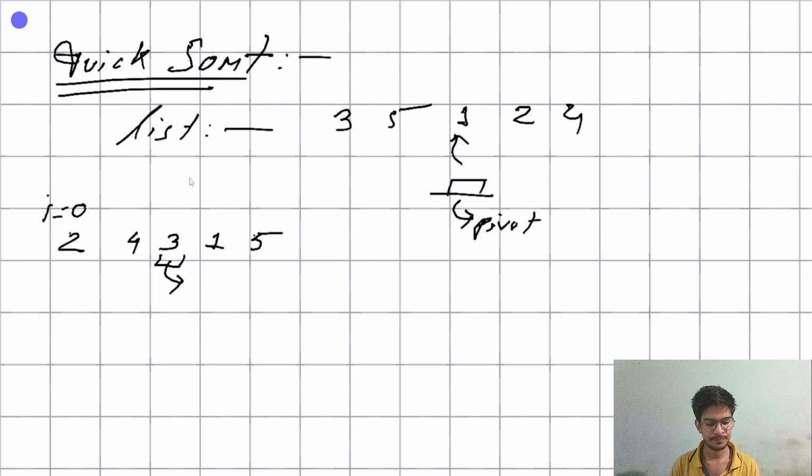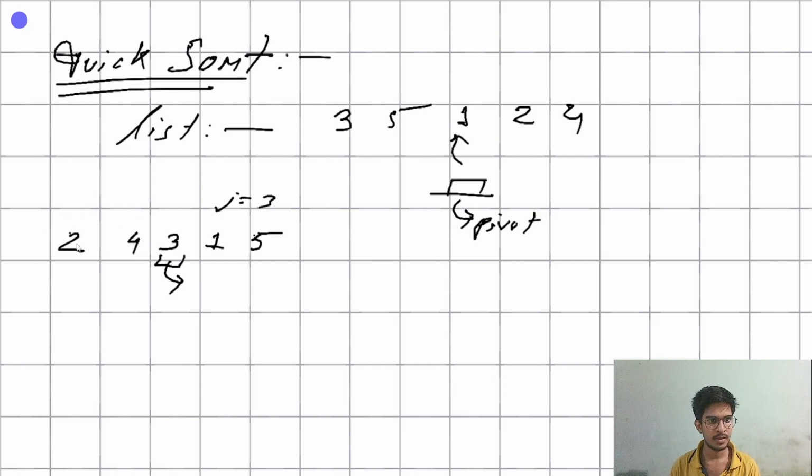Now j equal to 3. And it'll say, is it okay? It is okay. So now it will be swapped. And then I will be incrementing. 2 is less than 3, and that means it is on the correct side. It will be on the left hand side of the 3. So it is in the correct position.